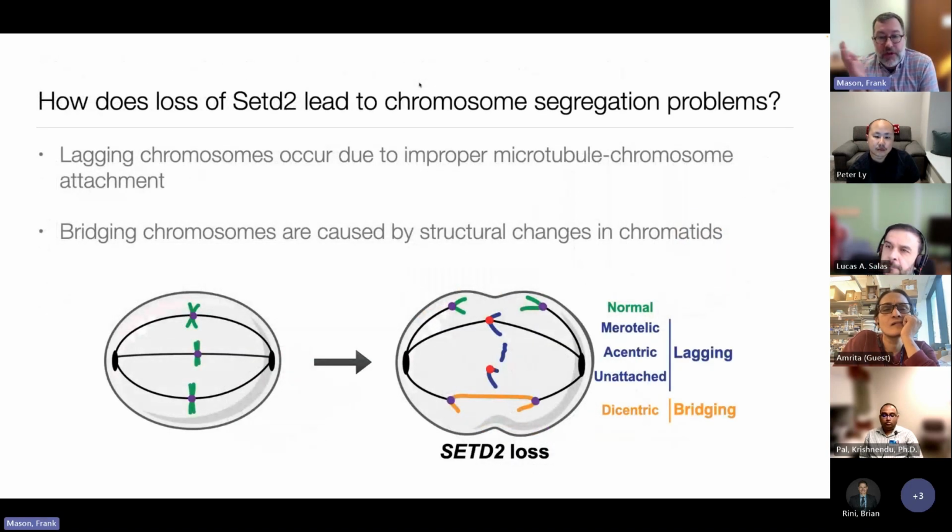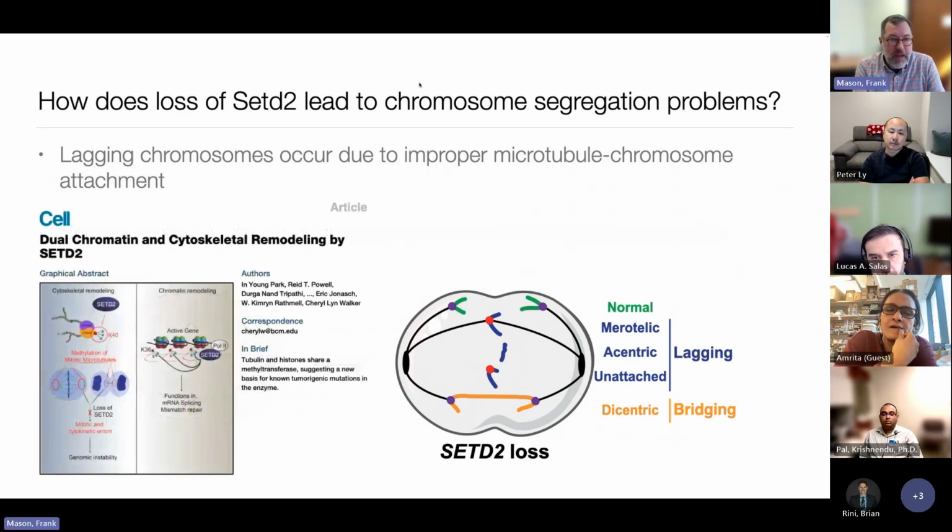And so these chromosome missegregation events can arise through a couple of different ways. One is through, as I mentioned, alterations in microtubule chromosome attachments leading to these lagging chromosomes highlighted in blue. There can also be structural changes in the chromatids that result in the generation of these bridging chromosomes. And the difference here is that lagging chromosomes kind of fail to segregate properly to one side or the other and hang out in the mid-zone. However, bridging chromosomes can span the distance between the two daughter cells.